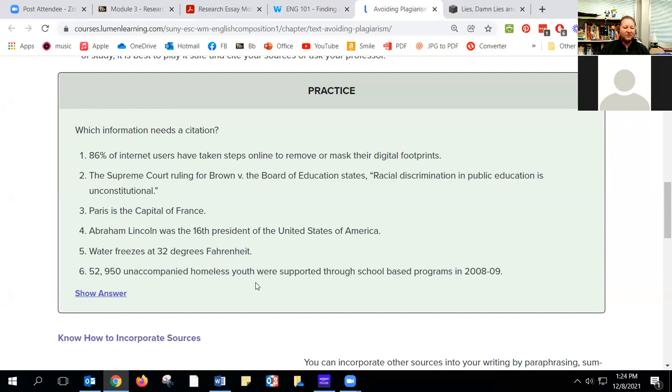52,950 unaccompanied homeless youth were supported through school-based programs in 2008, 2009. That is not common knowledge. You had to look this up somewhere. You better cite this one, right? And that's pretty much it.